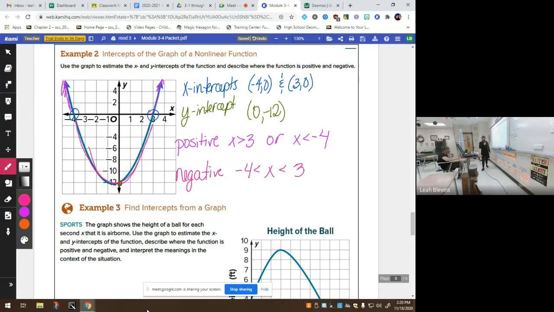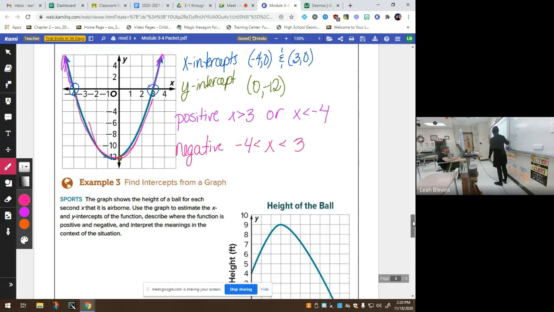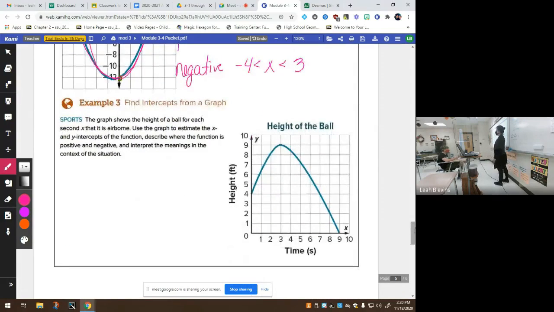All right. I don't know how many of you guys know this, but I used to coach volleyball. So when I looked at this problem, I immediately thought of volleyball. I don't know why, but I did.